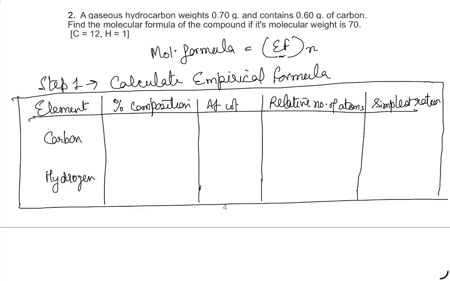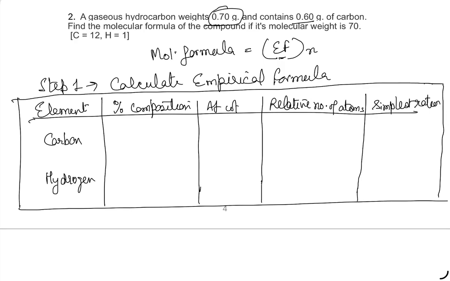Okay, so this question does not give any percentage of carbon. They have given the mass of the carbon and hydrogen in a compound. So we need to convert this given mass into the percentages. So how do we convert this? You see that the mass of the total compound is 0.70, correct? And in that, 0.60 is the mass of carbon. So the remaining hydrogen mass also we don't know. So we can calculate it by subtracting 0.60 from 0.70.